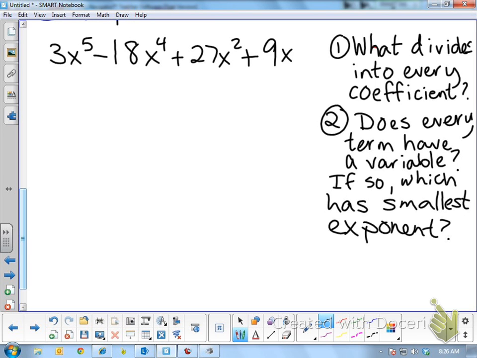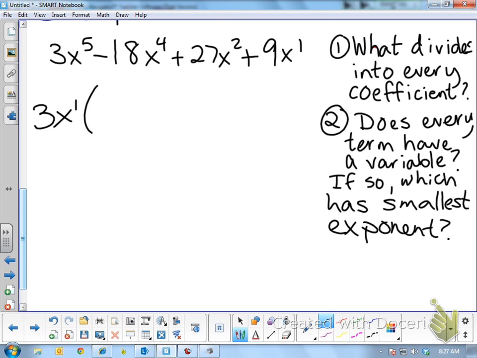So looking at this, we have x to the 5th, x to the 4th, x squared, and x. Which one has the smallest exponent? Just plain old x. What is the exponent on just plain old x? 1. That means when I factor out my variable, we're going to take out that x. We can only take out the smallest one. So we would have 3x to the 1st.